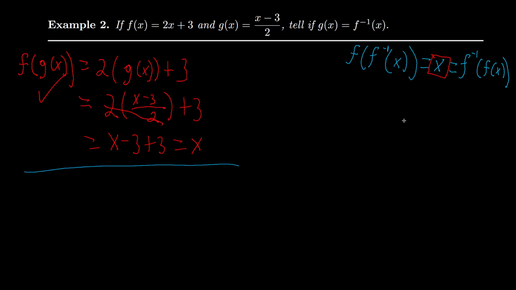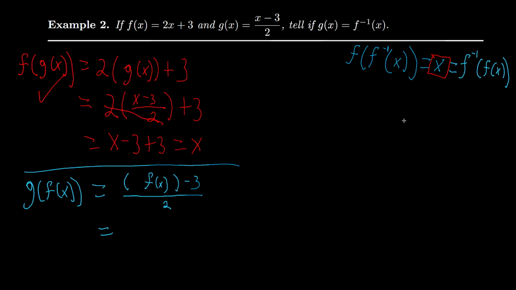So now let's just find it the other way. It worked one way, so now we have to find it the other way. That is, we have to find g of f of x. So, what does g of something look like? Well, g of something looks like something minus 3 over 2. So let's write that. Something minus 3 over 2. Okay, and then what did we plug in? We plugged in f of x. What was f of x? Well, f of x is just 2x plus 3. So this is just going to be 2x plus 3 minus 3 over 2.